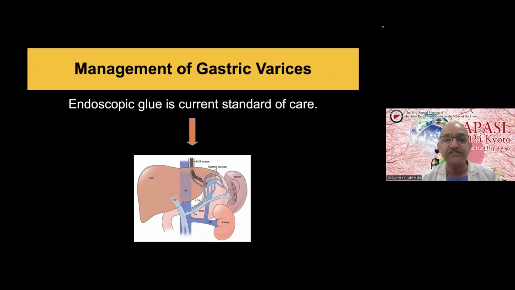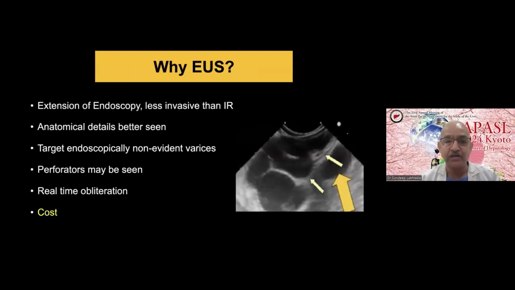So the management of gastric varices has changed in recent times. Endoscopic glue is the current standard of care, but EUS is rapidly finding its place in this management. Why EUS for gastric varices management? It's an extension of endoscopy, less invasive than interventional radiology. You can see the anatomical details better. We saw Dr. Hara showing it so beautifully, all the liver segments and the pathology and the anatomy. I learned so much listening to him.